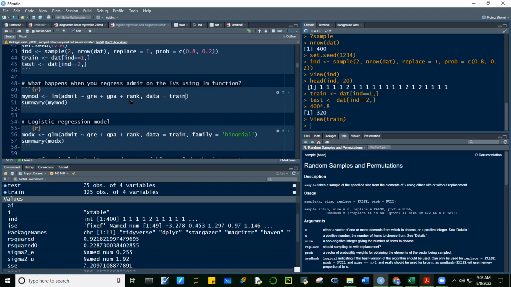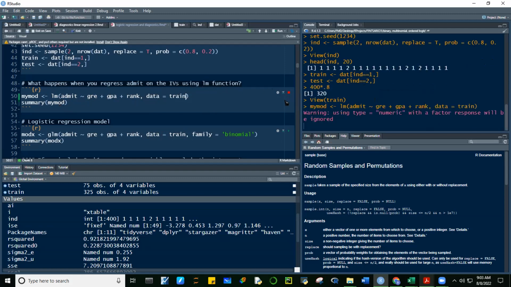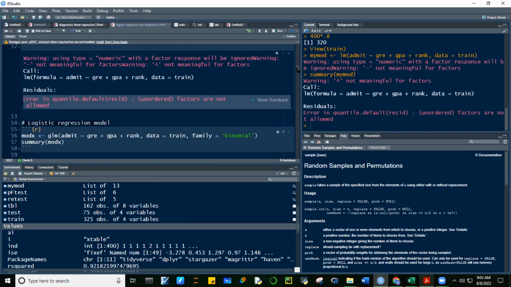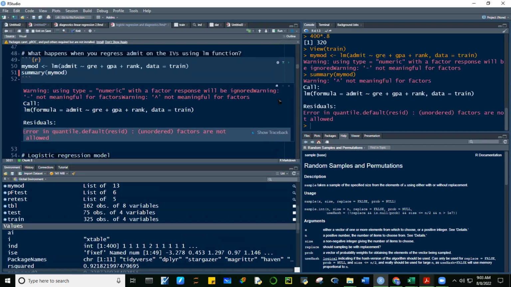Okay? So, alam niyo na to, no? Class, yung LM. Alam natin yung LM function na yan. And then, i-summarize natin. Sige, let's run this. Okay, let's see what happens. Okay. Did you get this? Did you get this notation? You got the same notation? Okay, very good. Now, what does it tell us?